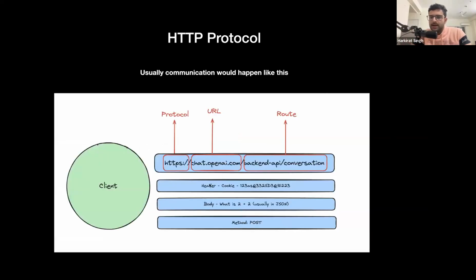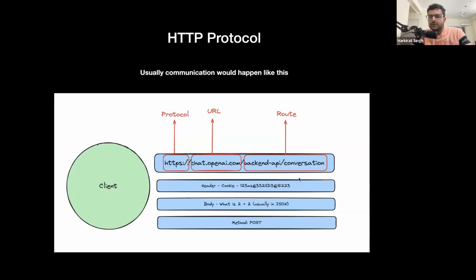Let's understand the client side in a little more detail. What did I say? Protocol. Basically, they have to specify a URL. Now, the URL has a few parts. This is the protocol of the URL. This is the actual domain name of the URL. This is the route. Route basically means whatever you see after the website name, which in this case is backend dash API slash conversation. This is actually the route for ChatGPT.